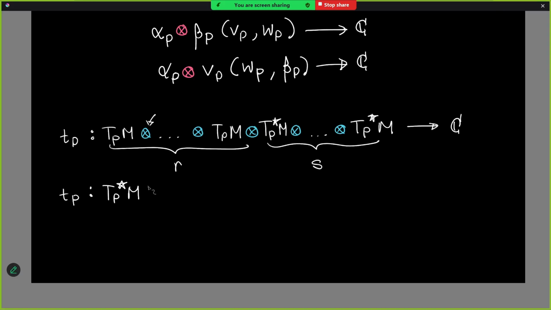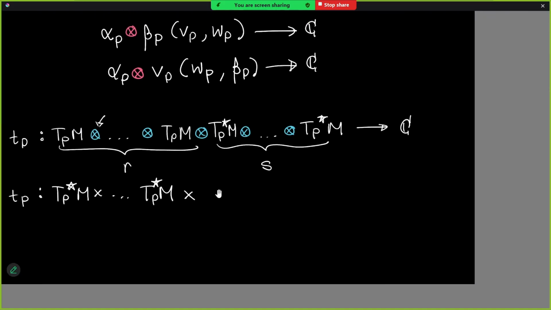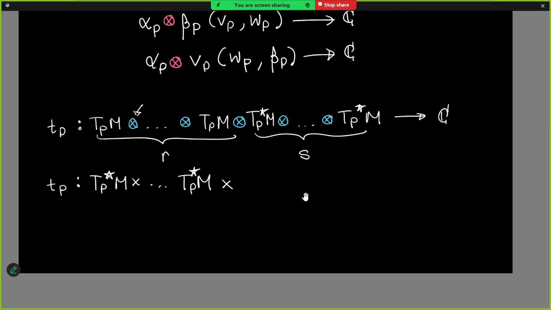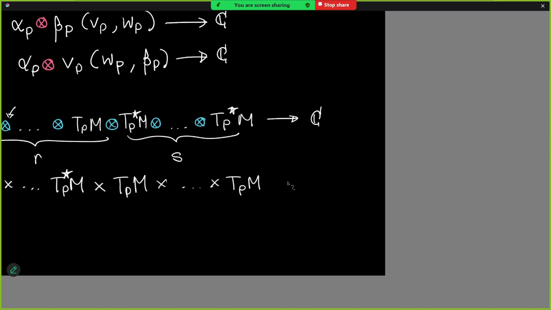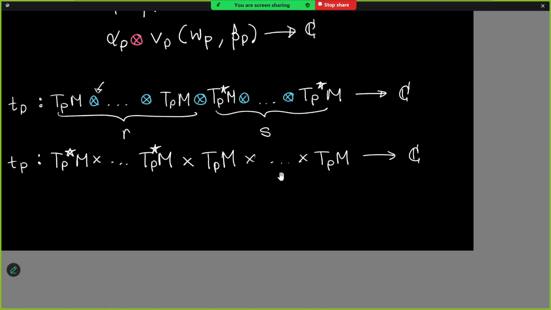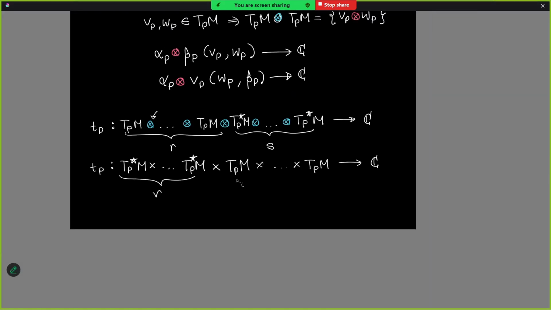So TP star M, this is the Cartesian product. The Cartesian product, as a refresher, just means that we will put them next to each other with no other structure. So TPM times, right. So here we go. And then there are r of these, and there are s of these. So what gives? Why is there TPM on one and TP star M on the other, and they're flipped, right? So it's what we've been alluding to so far. These tell you what the inputs are.